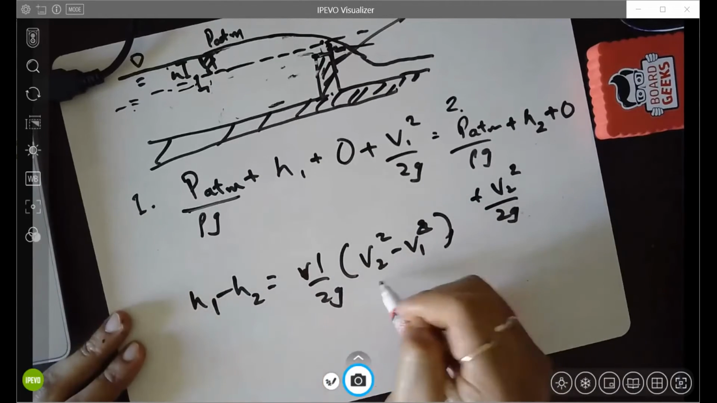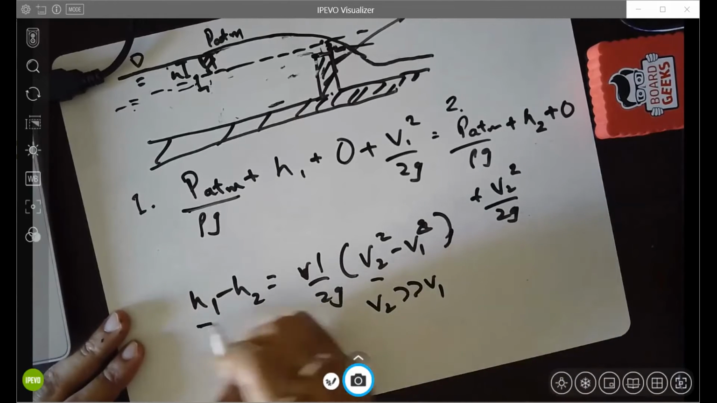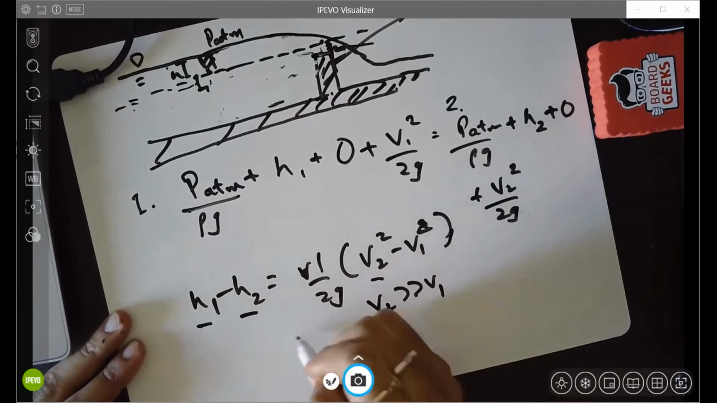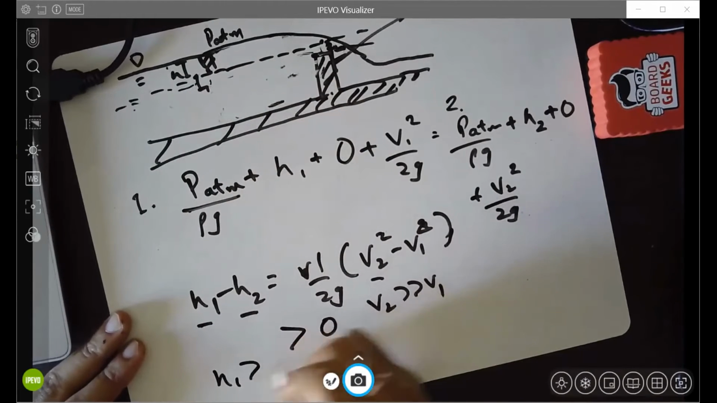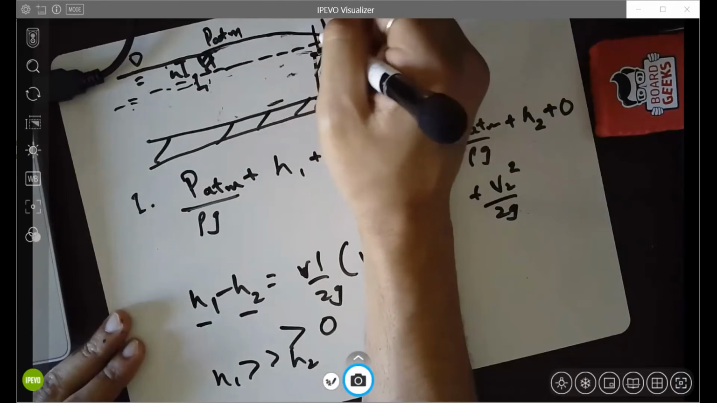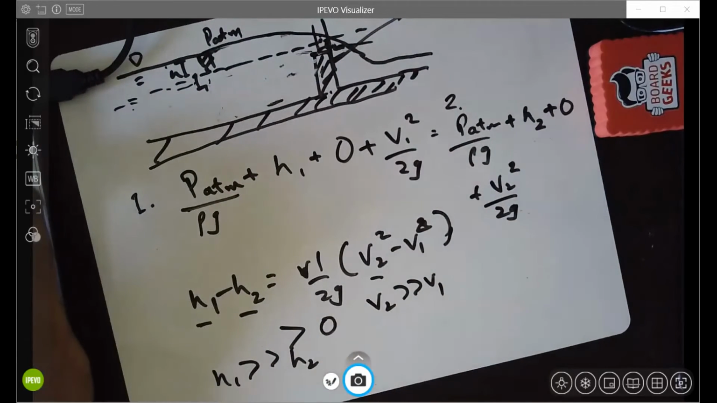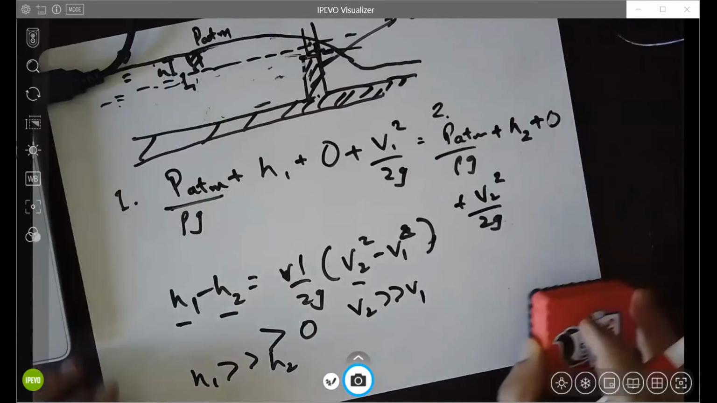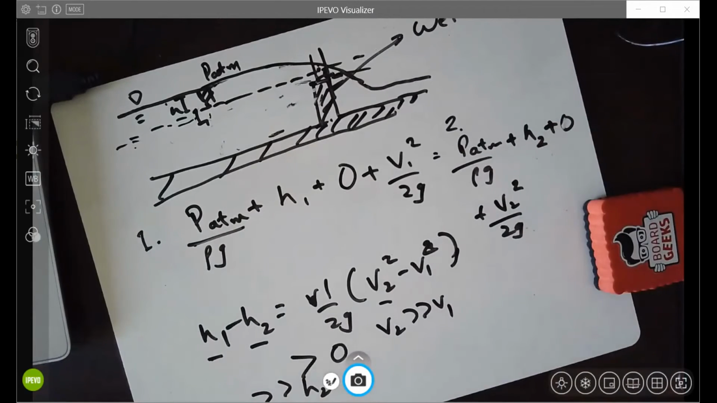Okay, now v2 is much greater than v1. So due to this, H1 minus H2 is a positive value, so H1 will be greater than H2. The area out here is very small compared to the area out here. Why am I saying this? Because there's a correction applied here. We'll know it later. That's why it will be used in the equation of flow rate.